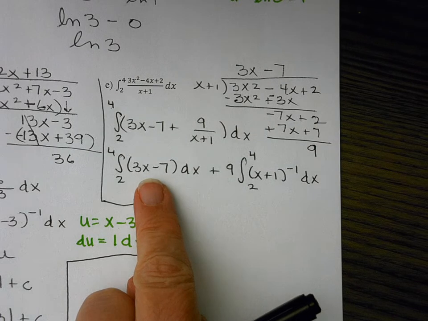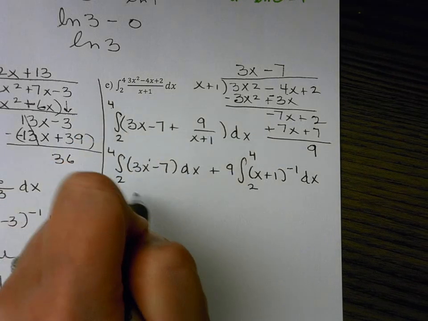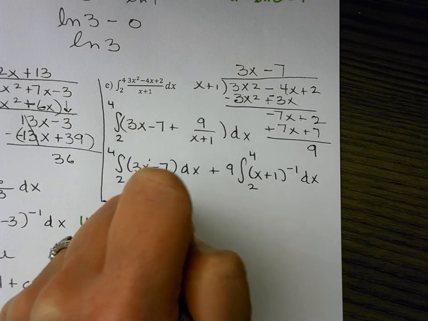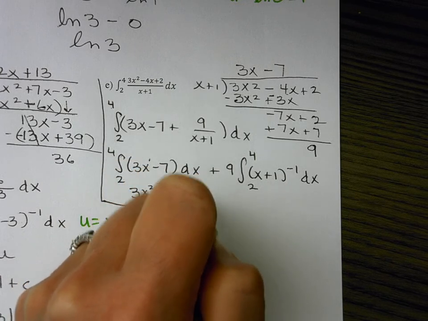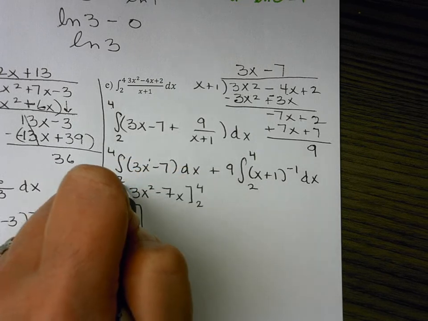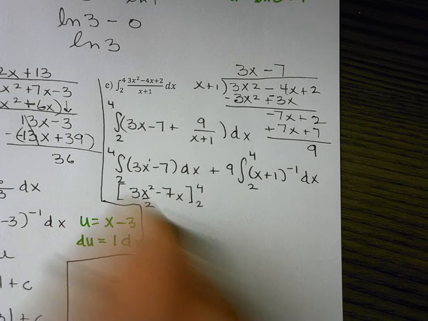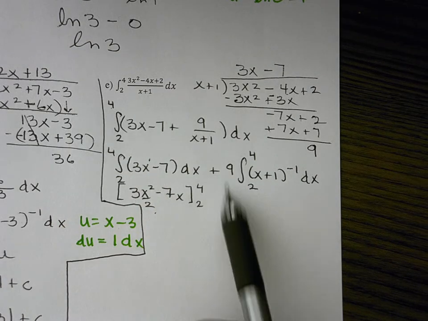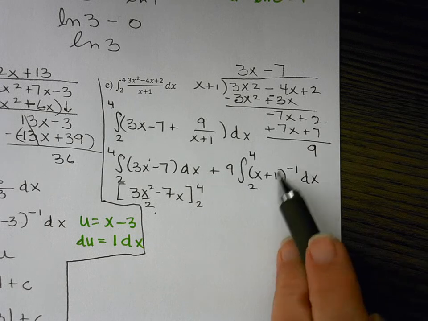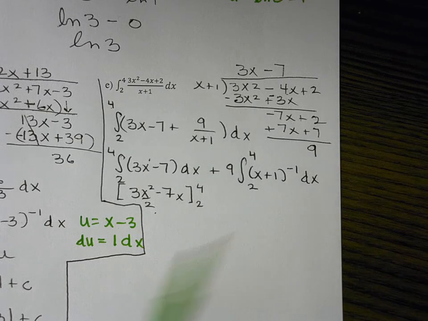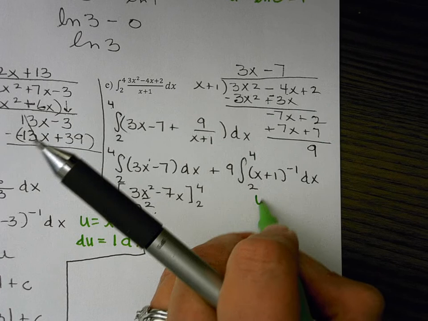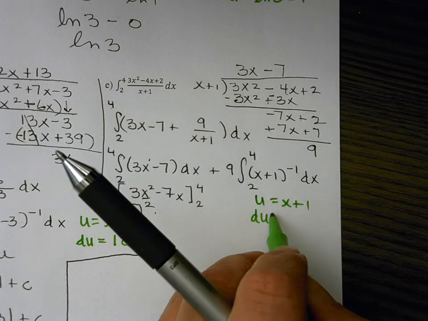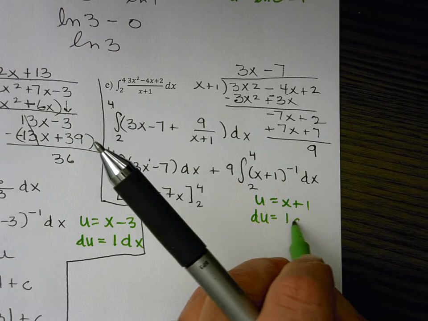So I'm going to add 1 to the power. So that would be 3x squared minus 7x. And then we're going from 2 to 4. And then I forgot to divide by 2, so I'm going to do that. So that would be x squared over 2. And then we're going from 2 to 4. And then over here, so I'm going to do my u du. So I'm going to let u equal the inside, and then I'm going to take that derivative. So that would be 1 dx.